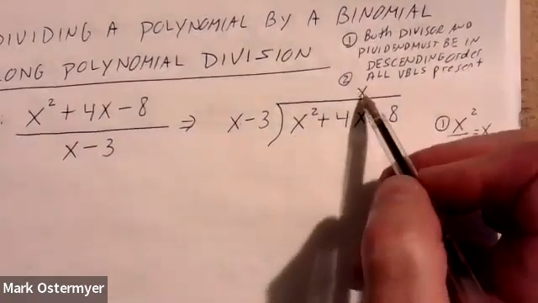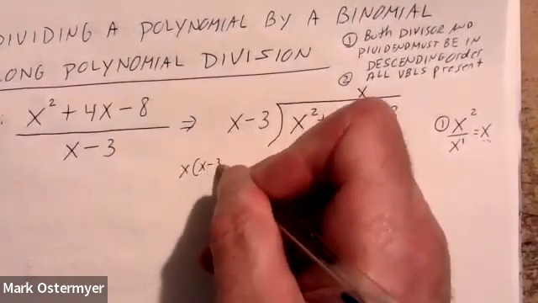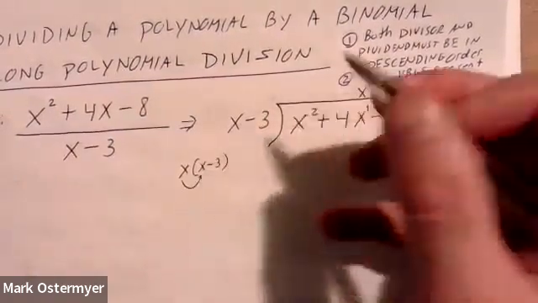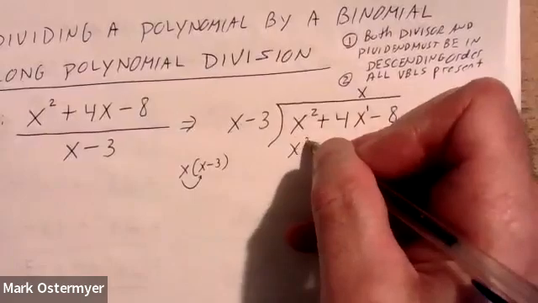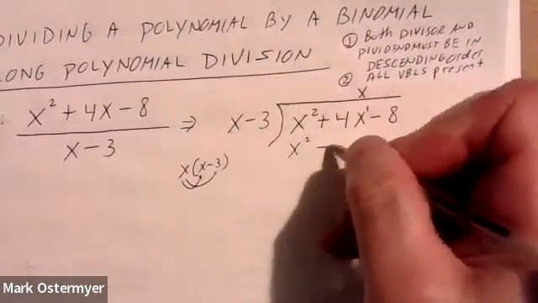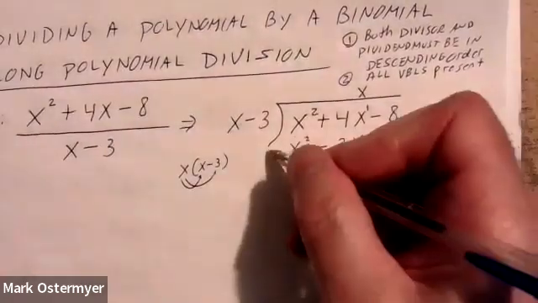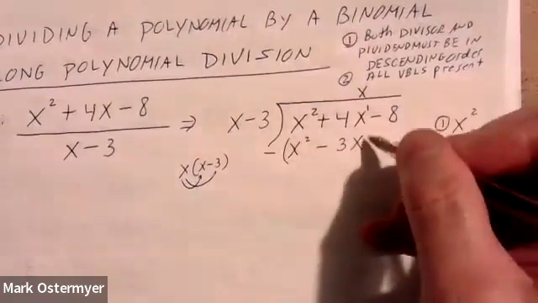Now, here's what we're going to do. We got to take this x and multiply it by the divisor. So this x has to get multiplied by x minus 3. So what's x times x? That gives you x squared. We slide it underneath this x squared. What's x times negative 3? That gives you minus 3x. Slides underneath the 4x. Then we subtract off this whole polynomial.